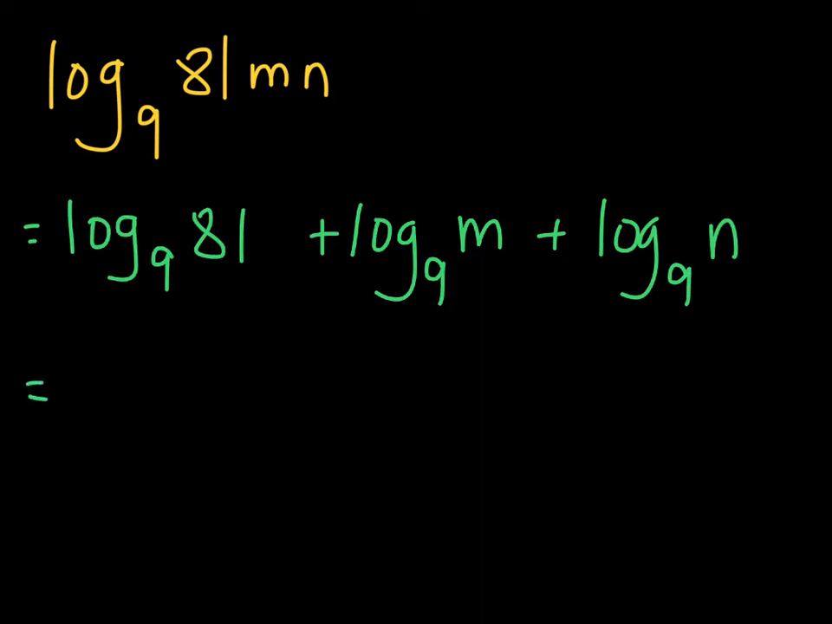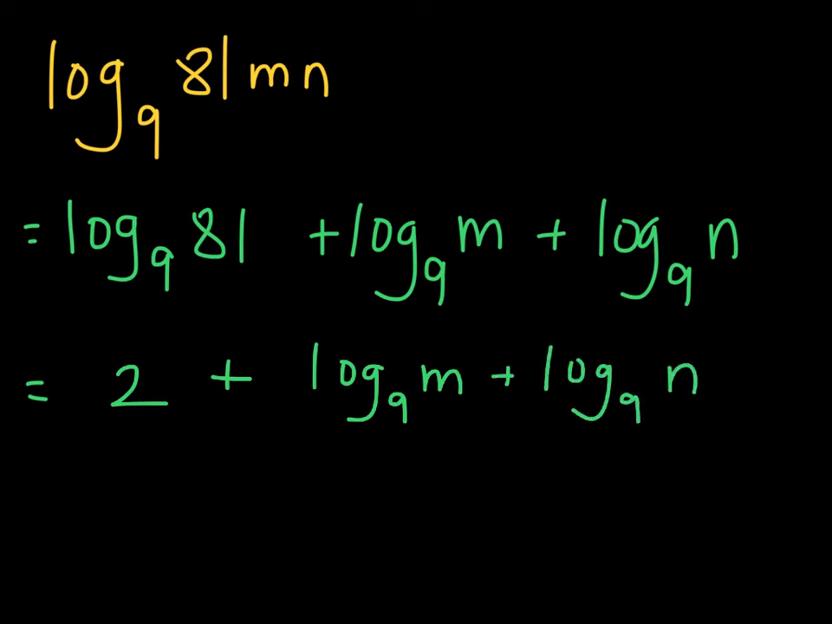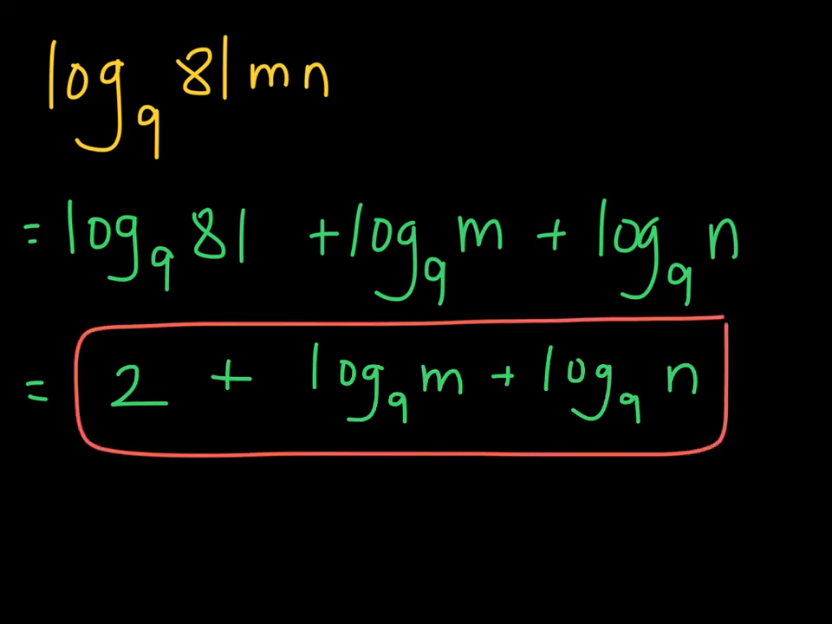Now, this first logarithm is the only one that can simplify. I would have to raise 9 to the power of 2 in order to get 81. So this first logarithm is just equal to 2. So your final answer is 2 plus log base 9 of m plus log base 9 of n. Okay, I hope you're getting this. I hope you feel pretty good about that set of examples.